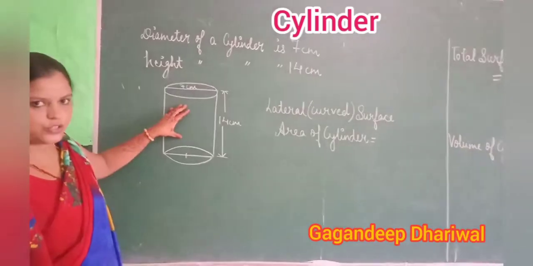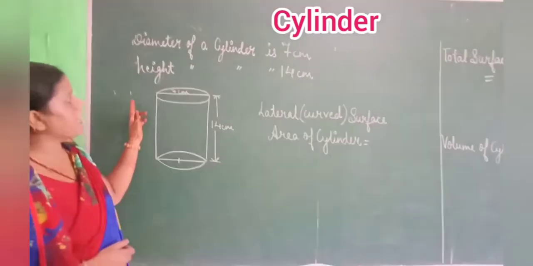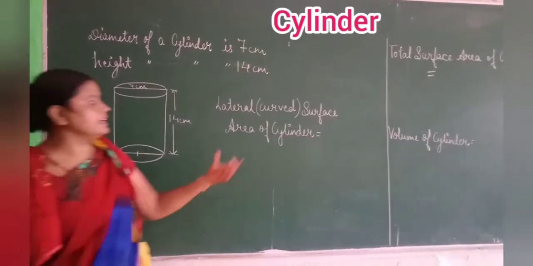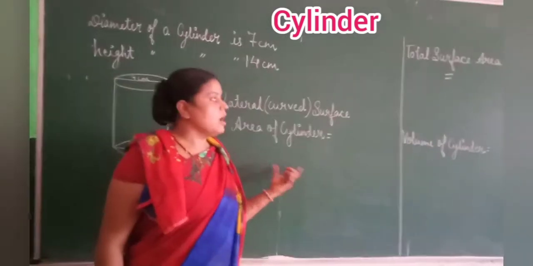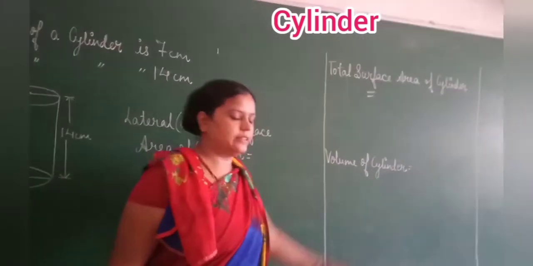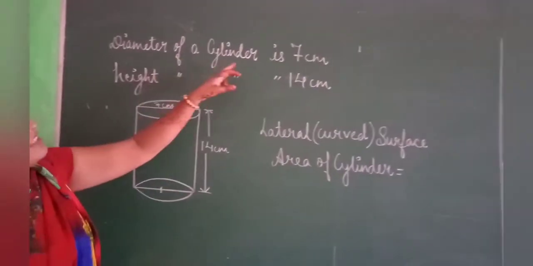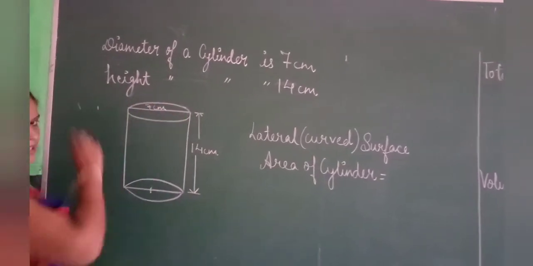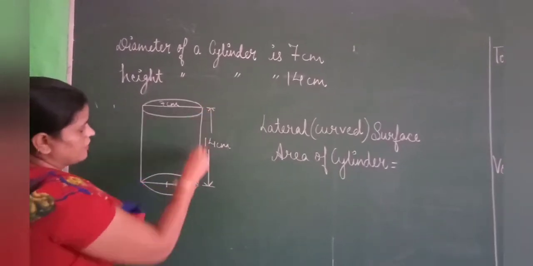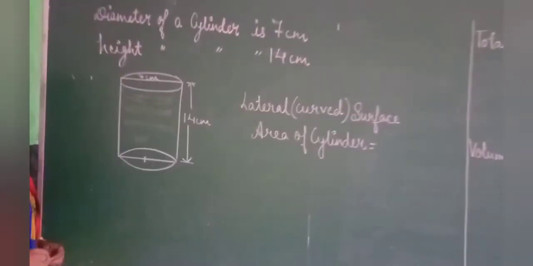Students, a cylinder is given to you. According to the question, the diameter of the cylinder is 7 cm and the height of the cylinder is 14 cm. For this cylinder you have to find the lateral or curved surface area and the total surface area, and finally we will calculate the volume. In the diagram, the diameter of the cylinder is 7 centimeter, because these two are the circular surfaces of the cylinder, and the height of the curved surface is 14 centimeter.